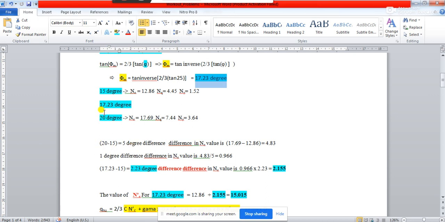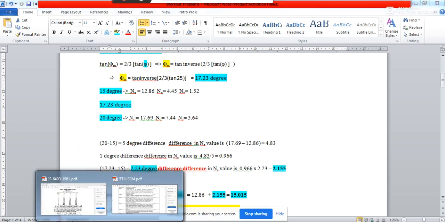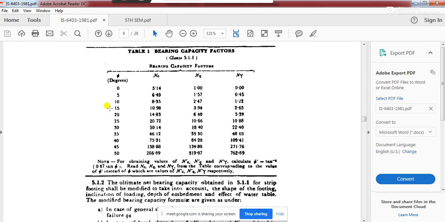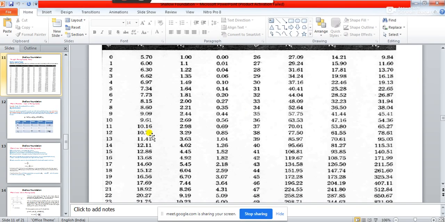17.23 directly, you don't have it in the table. Where is it? You go to the Indian Standard Code. Is there a value given for 17.23? From where will you get it? You tell me. Value is given in the PPT, sir. Here also, where is it given for 17.23? It is given for 17 degree and for 18 degree. It is not given for 17.23 degree, right? So for finding out for 17.23 degree also you will have to interpolate.